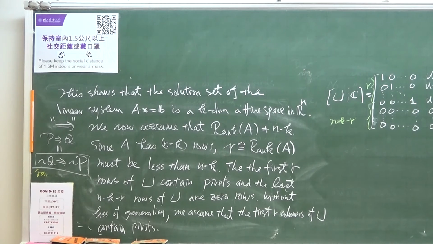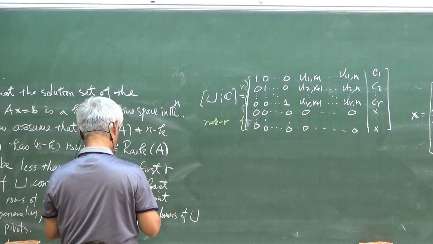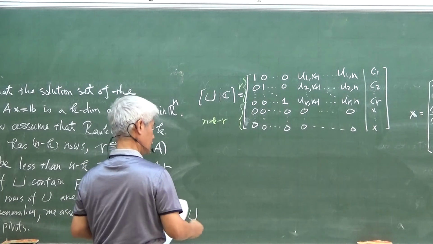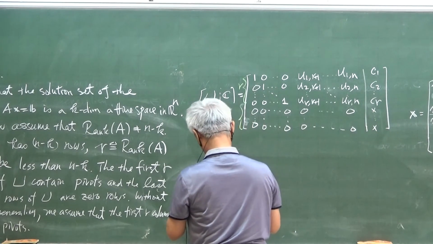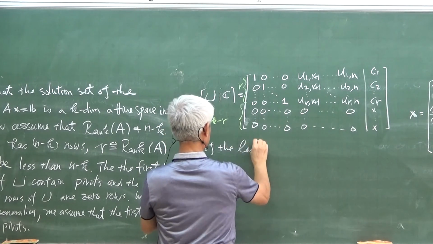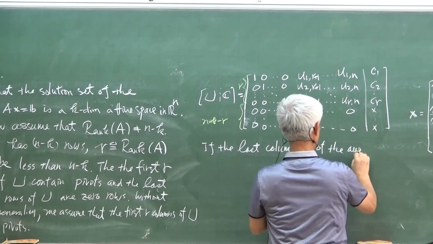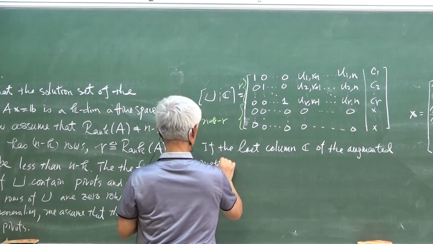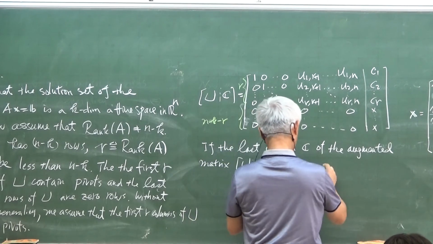But how about C, the last column? You know that our system is consistent, but we cannot draw out the entries here. So let's see. If the last column C of the augmented matrix UC contains, right, contains a pivot.